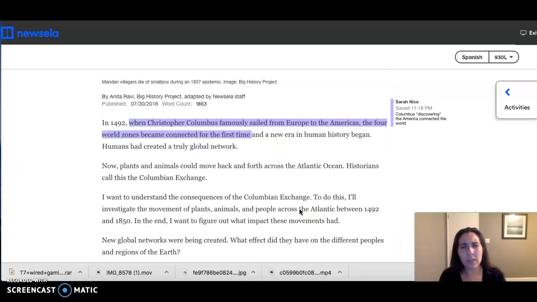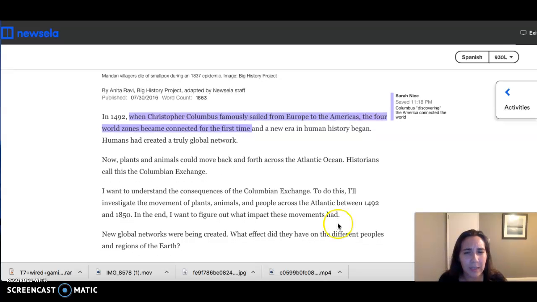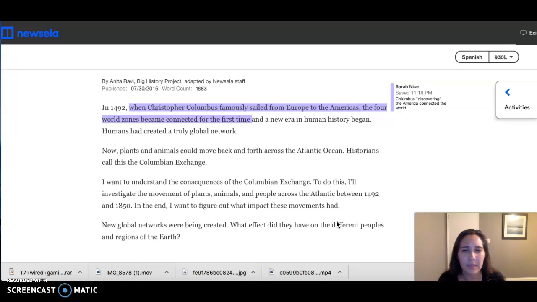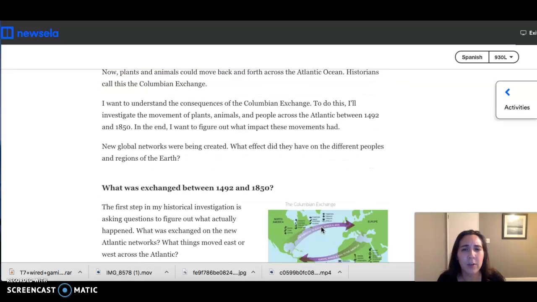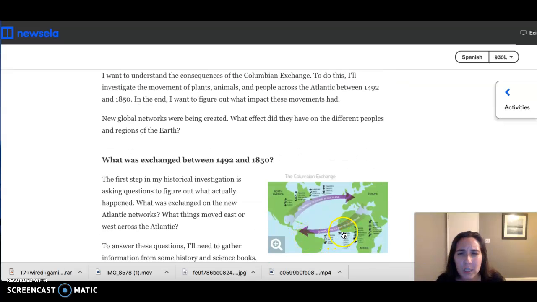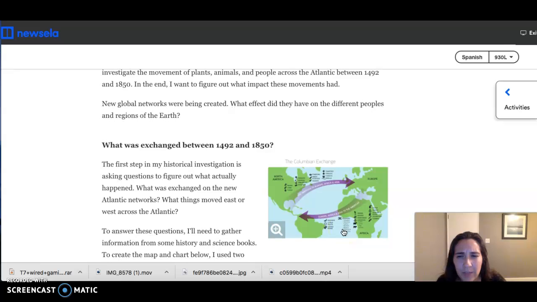I want to understand the consequences of the Columbian Exchange. To do this, I'll investigate the movement of plants, animals, and people across the Atlantic between 1492 and 1850. In the end, I want to figure out what impact these movements had. New global networks were being created. What effect did they have on the peoples and regions of the earth? What was exchanged between 1492 and 1850?